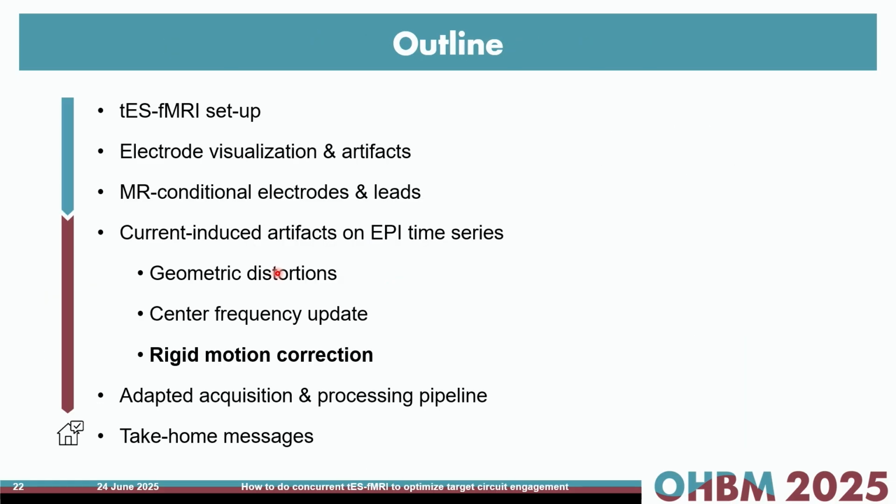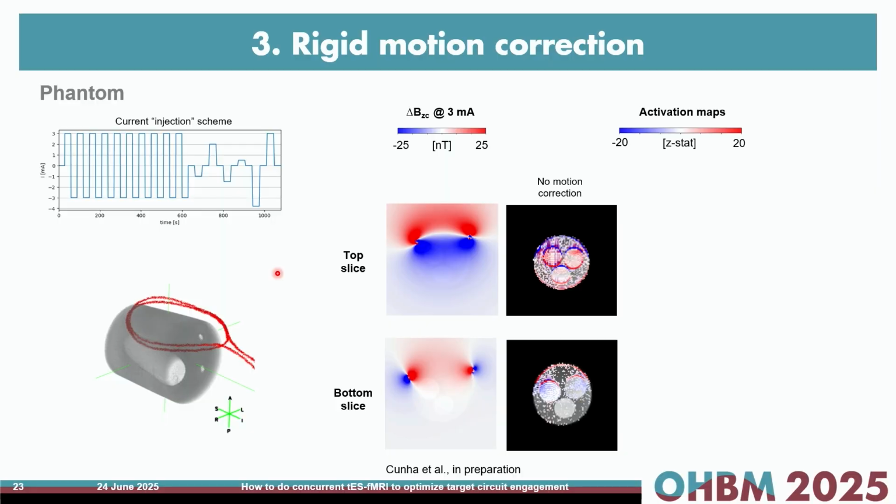So this takes us finally to the third and last source of artifacts that we managed to identify, and which are caused by simply applying standard rigid motion correction pipelines. Here we have an experiment pretty similar to the one we showed before. And here you have the activation maps that we obtain when we don't perform any kind of motion correction.